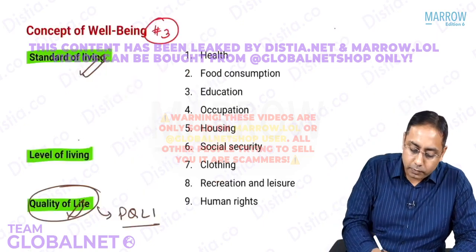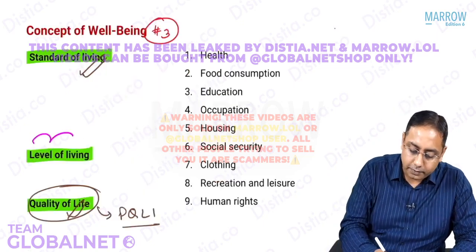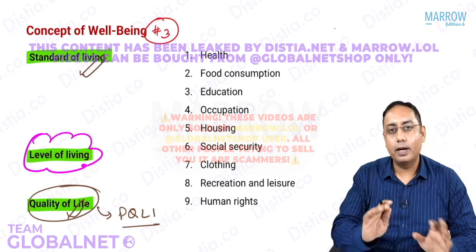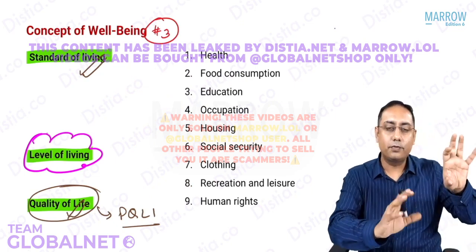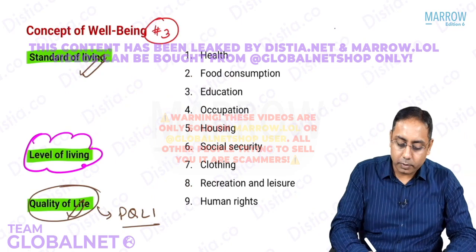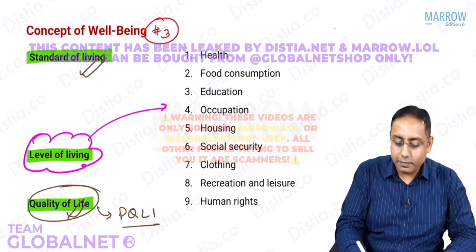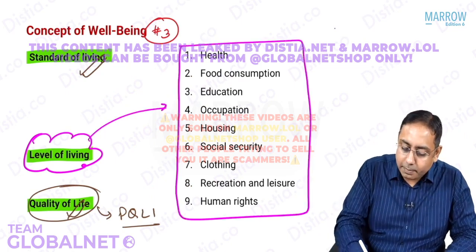Now comes a third point. What do you mean by this level of living? That is a separate problem. So one, I have told you what is standard of living, which is different from the quality of life. Third point is, what do you mean by the level of living? But a level of living will talk about these 9 parameters.